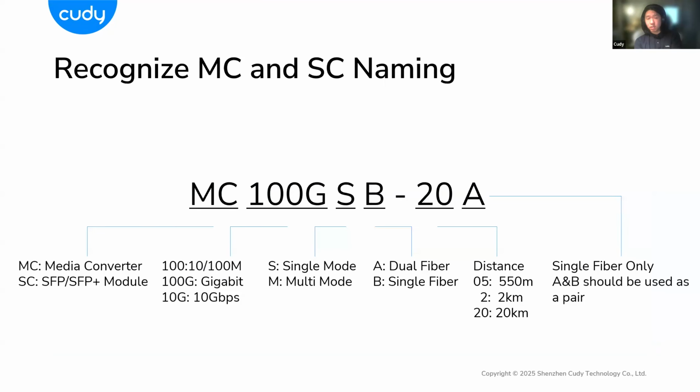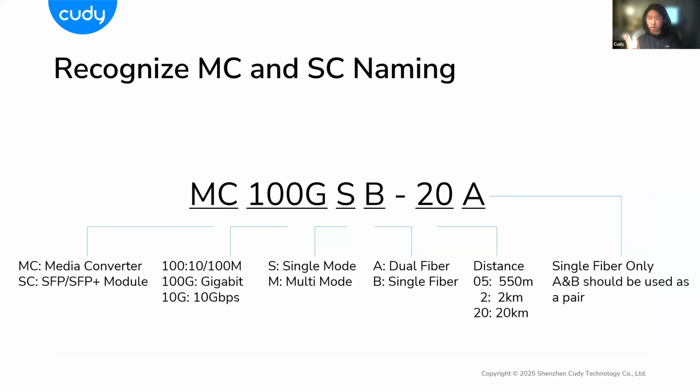It could be complicated because there are different combinations of configurable specs. Like it could be 100 megabits per second. It can also be as fast as 10 gigabits per second. And the fiber can support single mode or multi-mode. There are dual fiber versions or single fiber versions. And after the dash, it indicates the distance it can go.